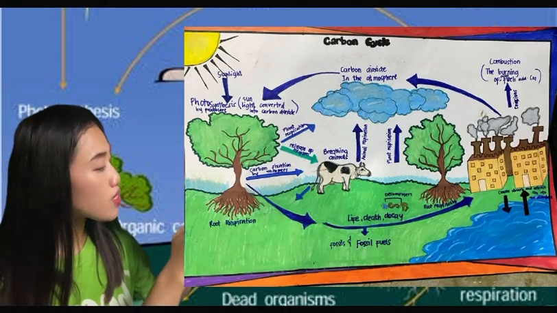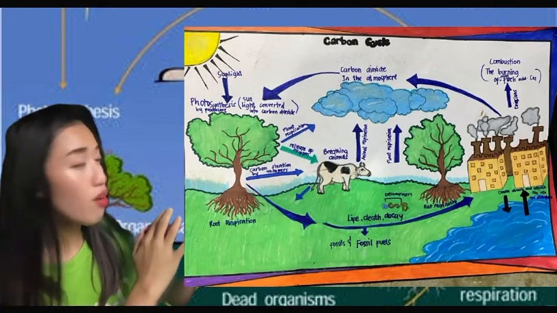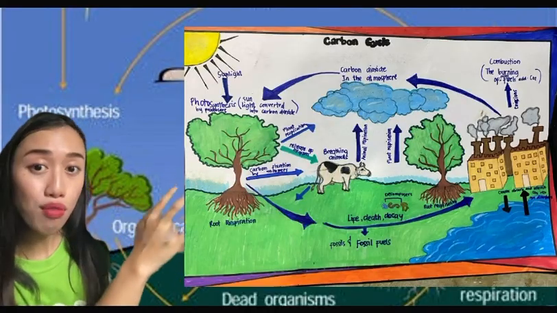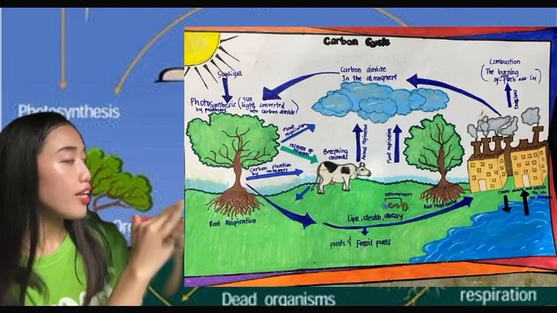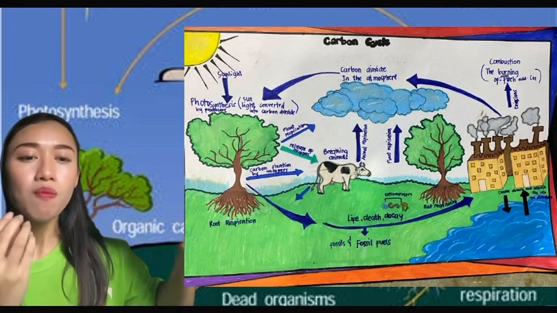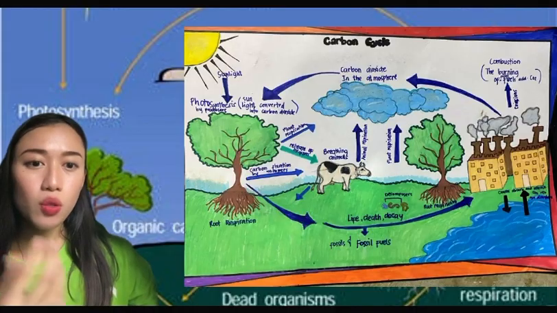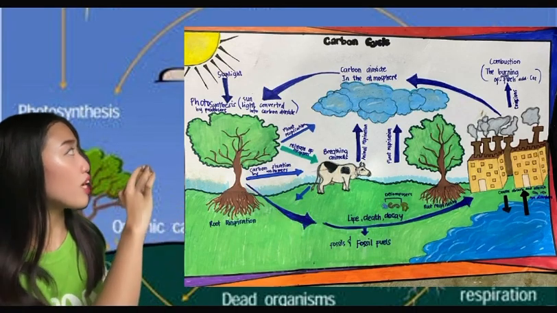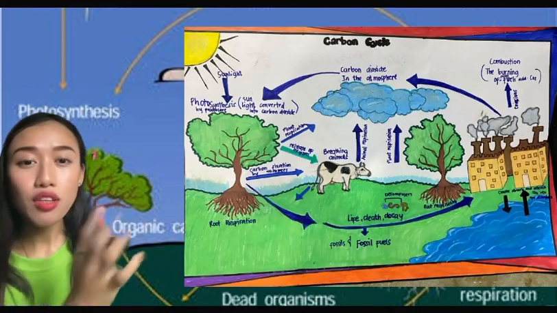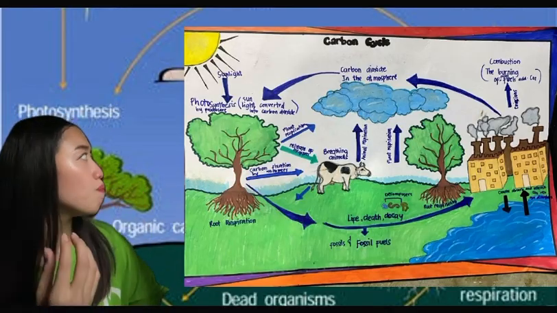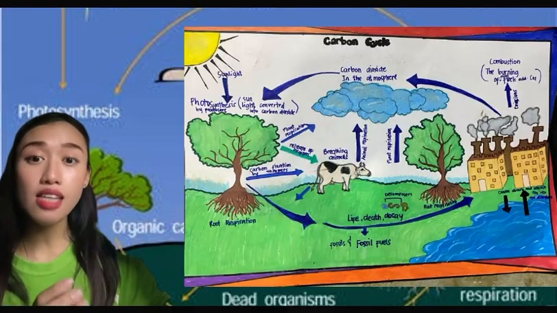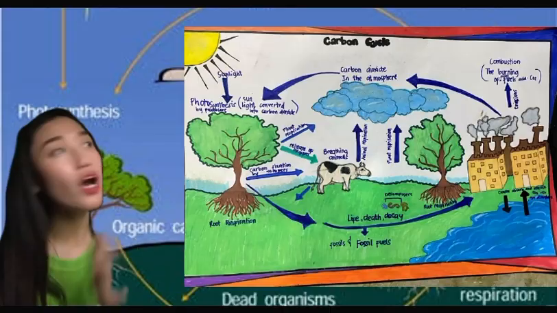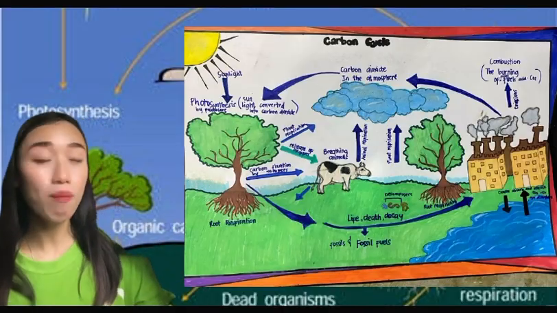From there, we have root respiration. Roots respire carbon dioxide, which is absorbed in the soil. When this organic matter turns into fossil fuels, these fossil fuels are again used in factories. The fossil fuels are burned, and this adds to the carbon dioxide in our atmosphere. That is the process we call combustion.